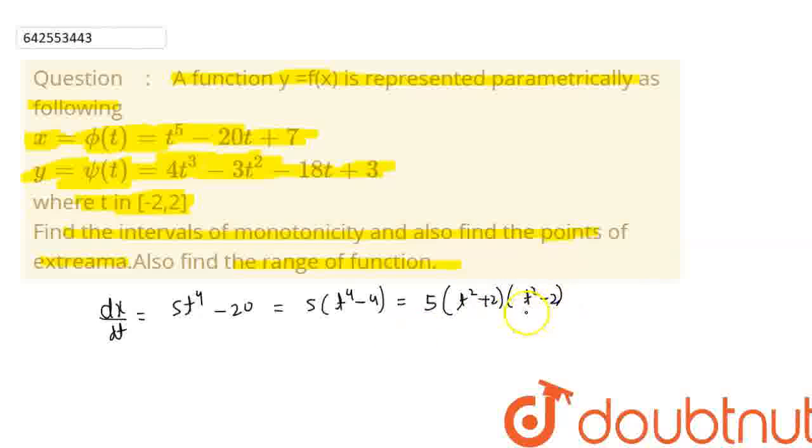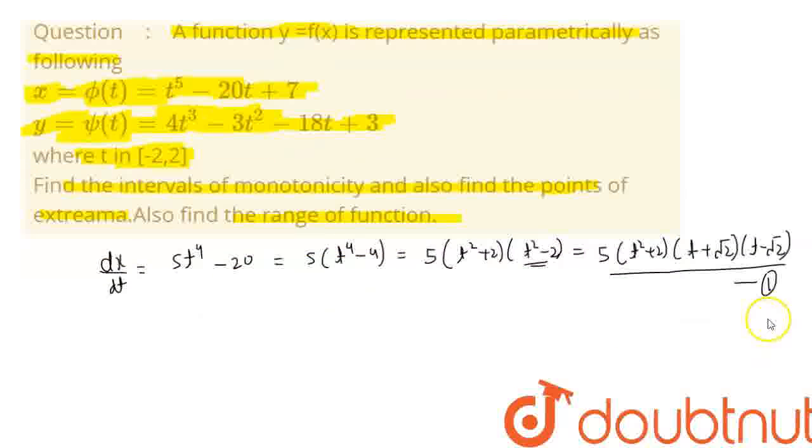And if we apply further the a square minus b square identity in this bracket, then we get 5 times t square plus 2, and here we get t plus under root 2 into t minus under root 2. So this is the value of dx by dt. So let us say that this is the result one.